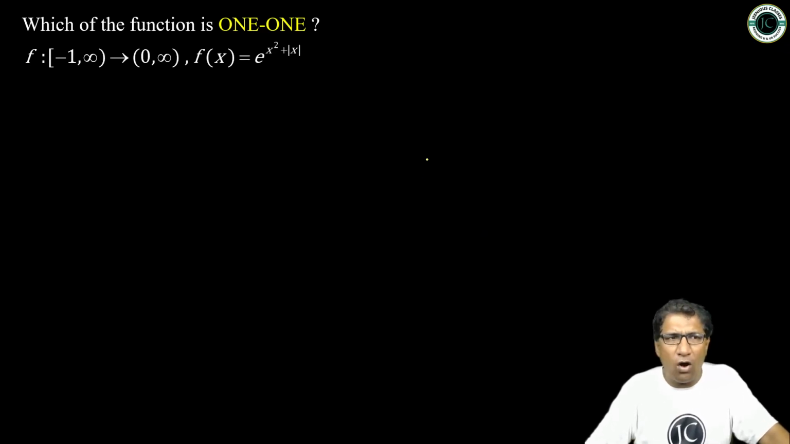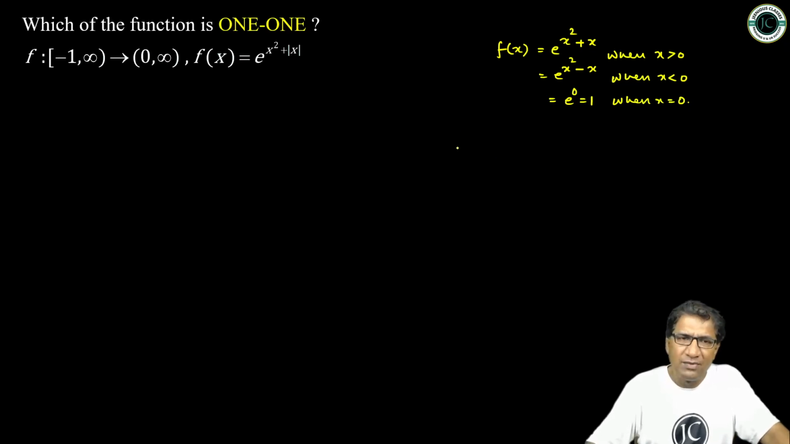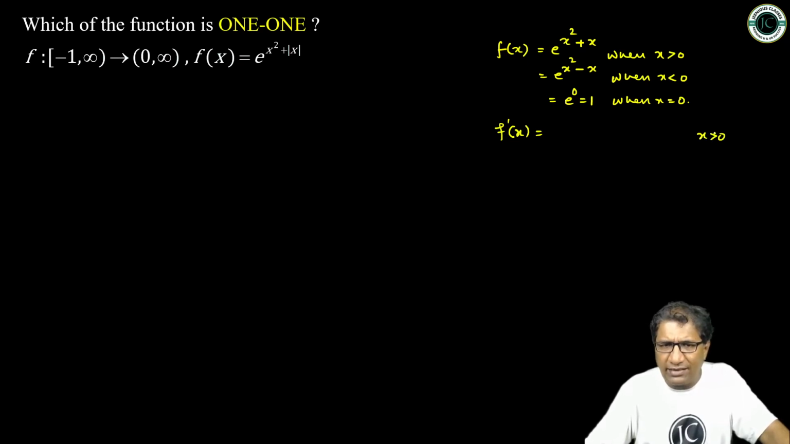Check whether this function is 1-1 or not. Again, I have to redefine the function. Here fx equals e to the power x square plus x when x is greater than 0. This will equal e to the power x square minus x when x is less than 0, and this one will be e to the power 0, that is 1, when x equals 0, right? Now, if I go for f dash x for the first one, when x is greater than 0, we get 2x plus 1, right?